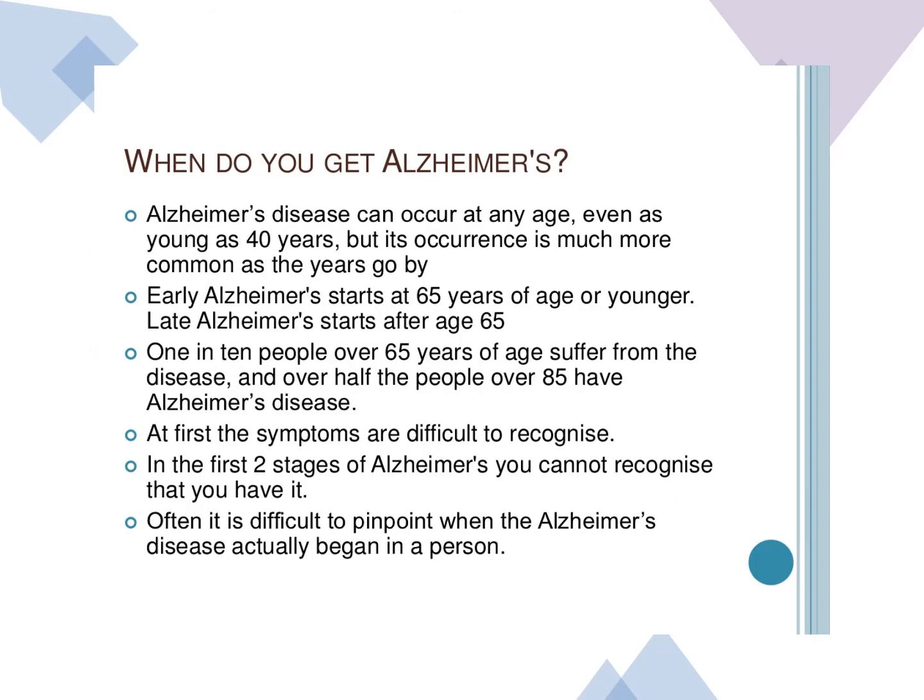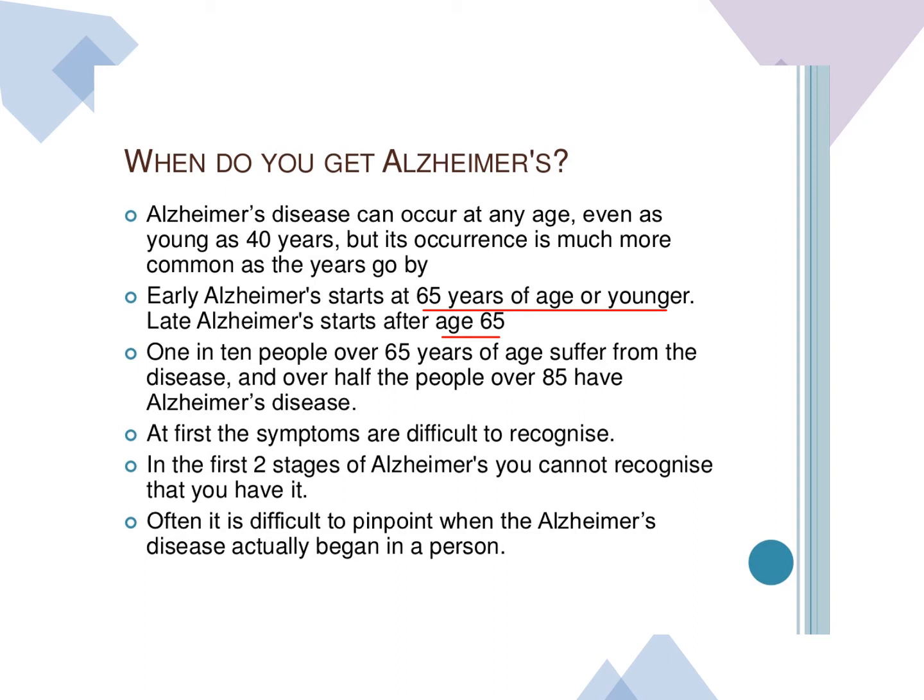If we discuss at what age this disease occurs, or when do you get Alzheimer's, Alzheimer's disease can occur at any age, even as young as 40 years, but its occurrence is much more common as the years go by. Early Alzheimer's starts at 65 years of age or younger. Late Alzheimer's starts at age of 65.